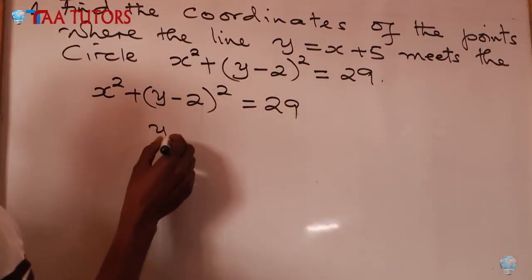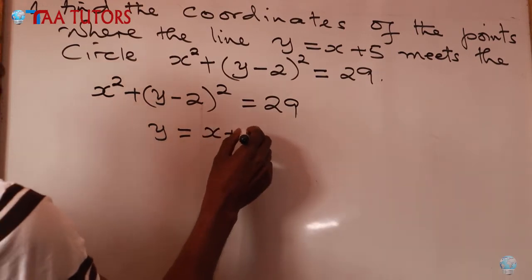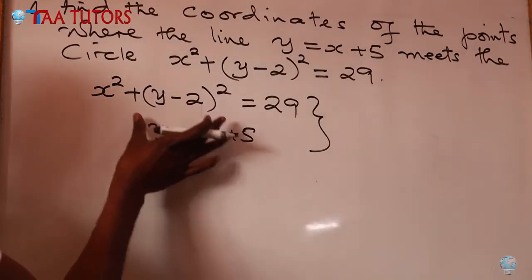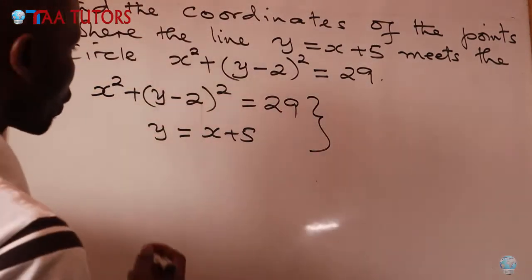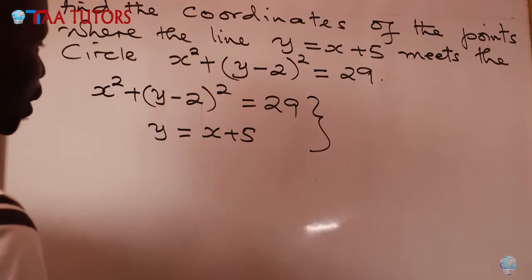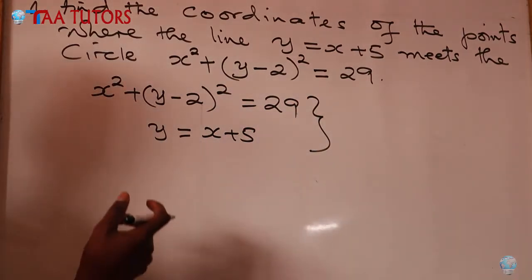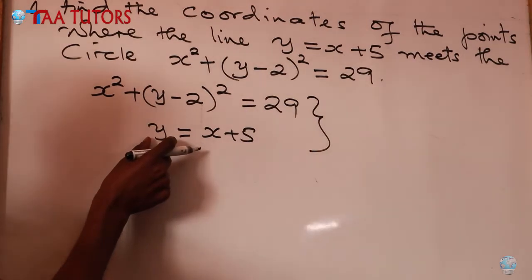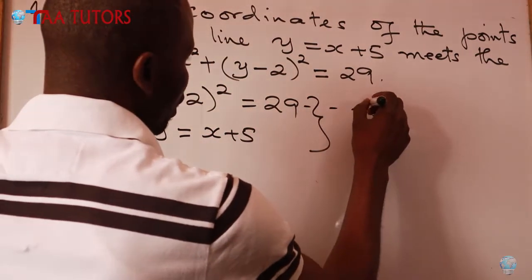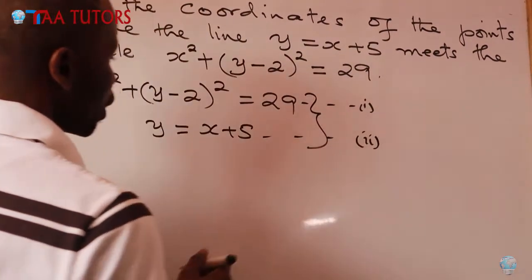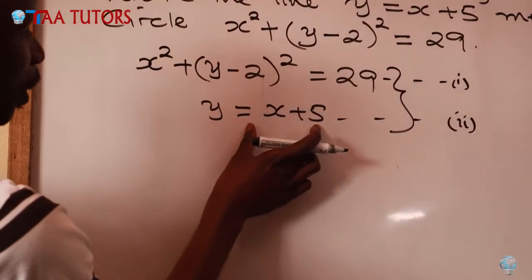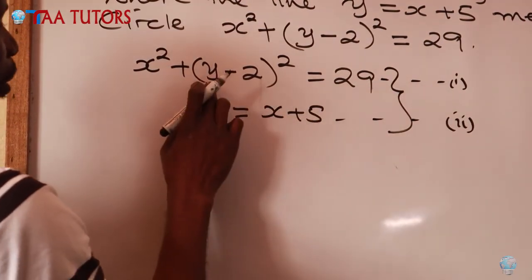So we have the equation x squared plus (y minus 2) squared equals 29, and we have another equation, y equals x plus 5. If you have two equations like this and you want to determine the points where this line intersects the circle, then we are going to treat these two equations as simultaneous equations. I treat the circle as equation 1 and the line as equation 2. The first thing I'll do is, because y is already made the subject in the second equation, I'll take x plus 5 and substitute where y is in equation 1.